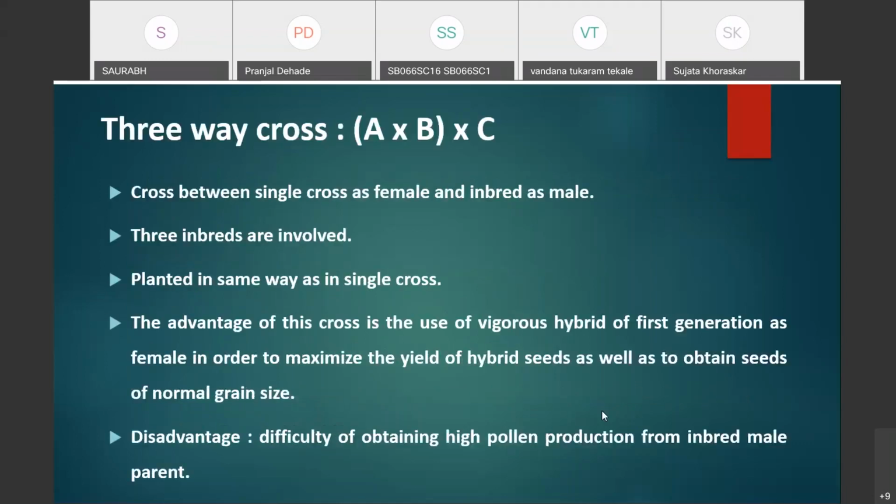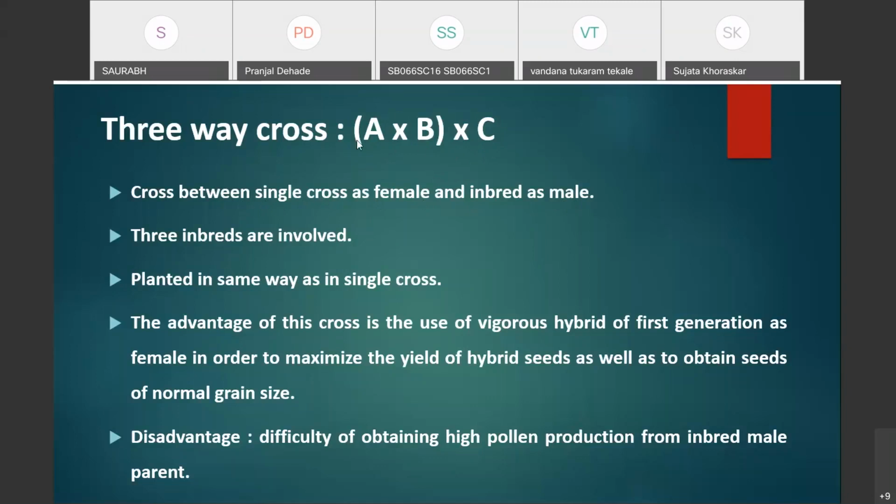Then the second method is the three-way cross. Here you can see the cross between the single cross as a female, where two inbreds, A and B, are involved. The single cross is made as it is the foundation cross for the three-way cross, and the progeny of this single cross is then crossed with another inbred, here C. That is, the cross between the single cross as a female and the inbred as the male.